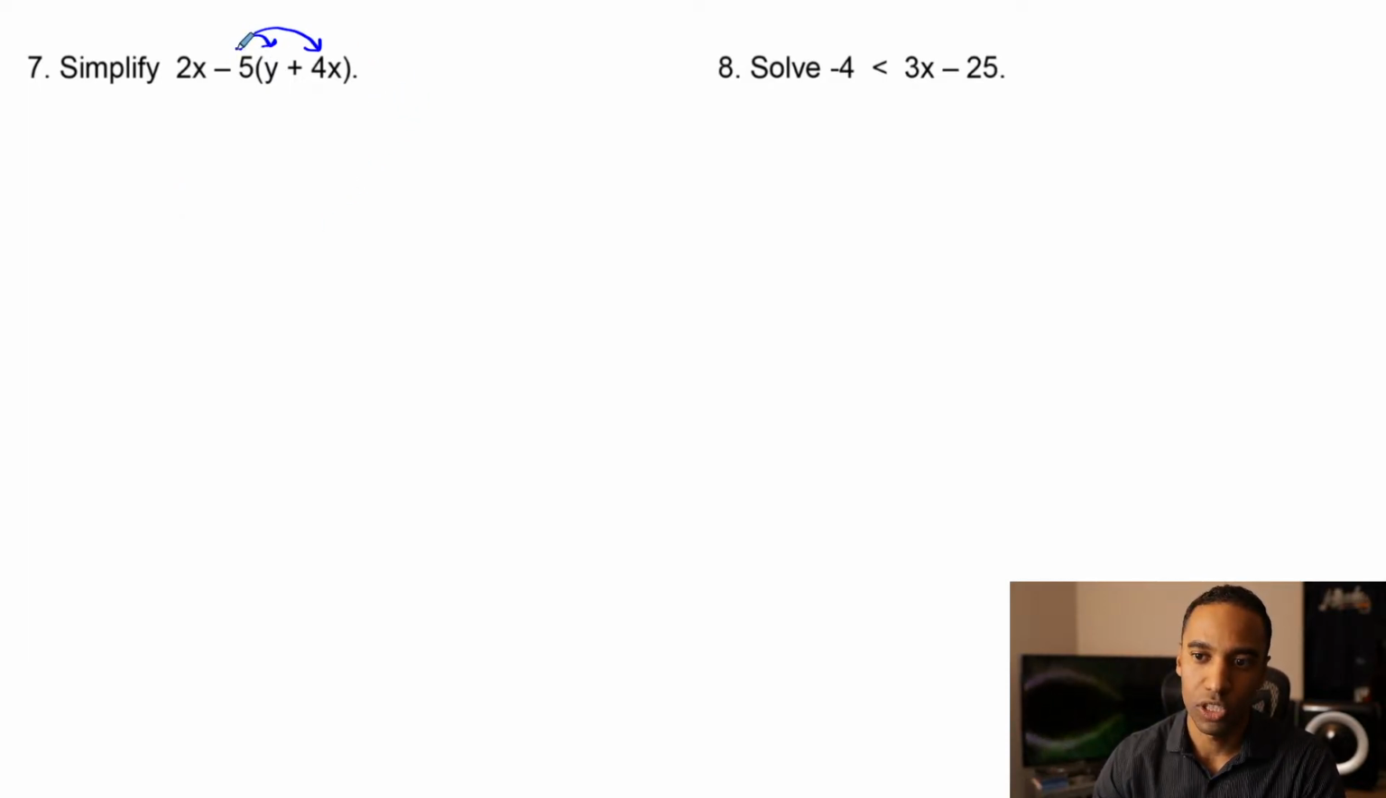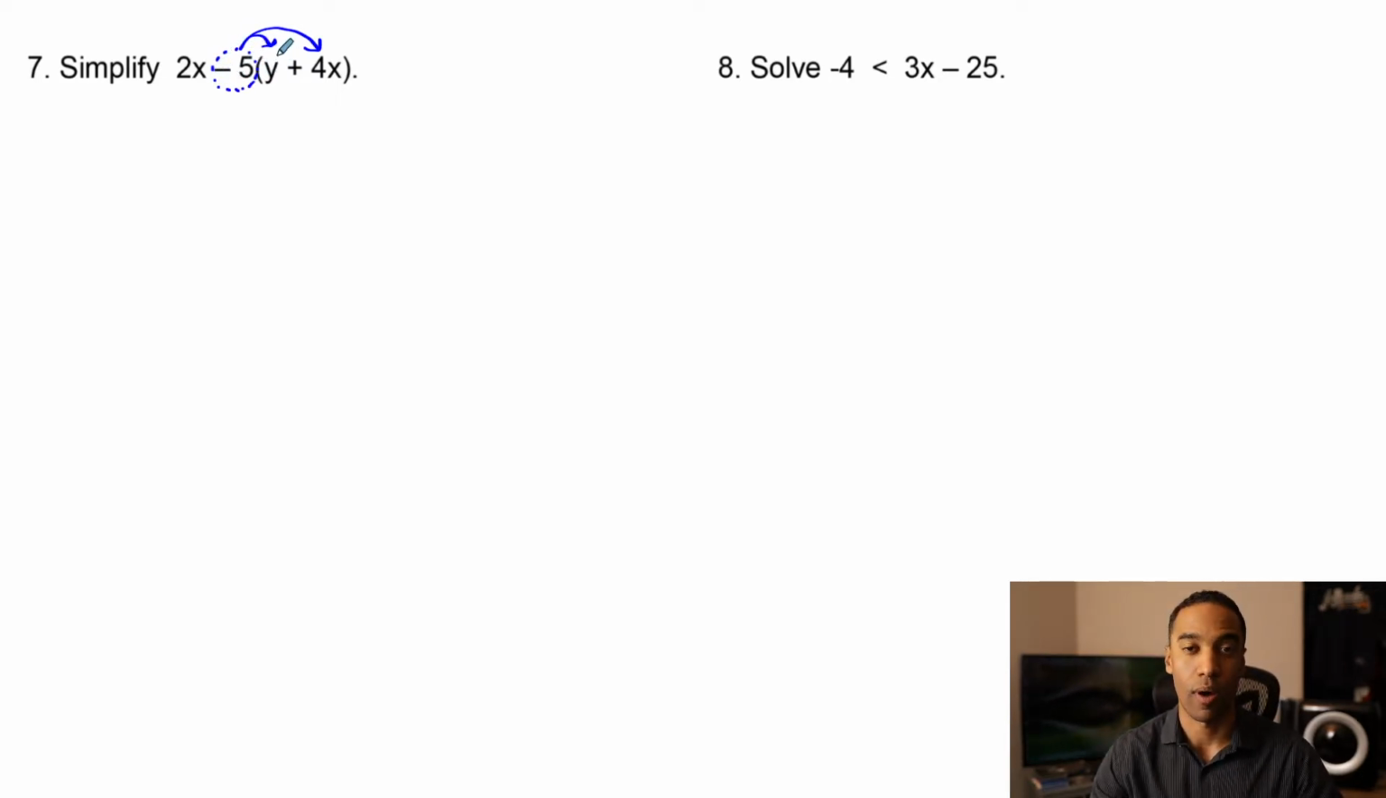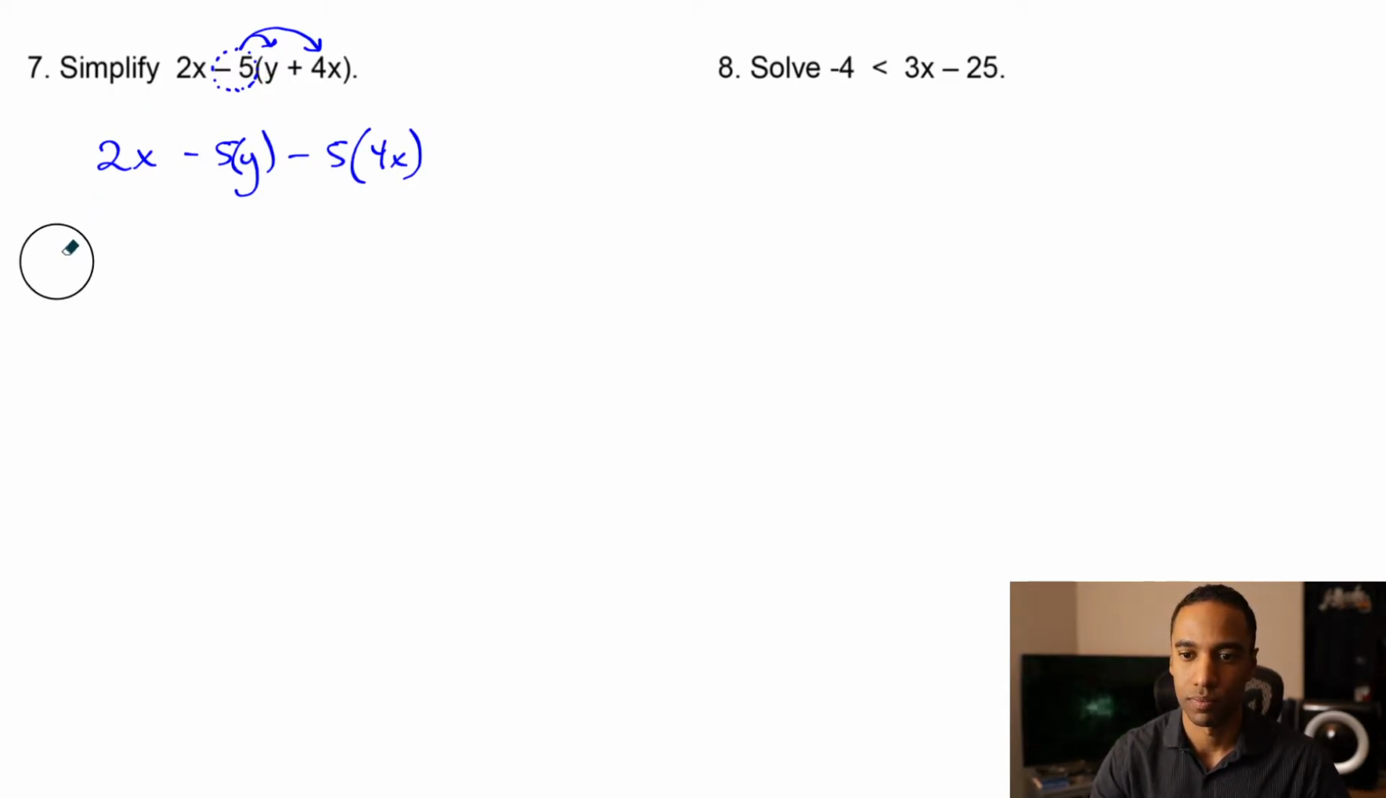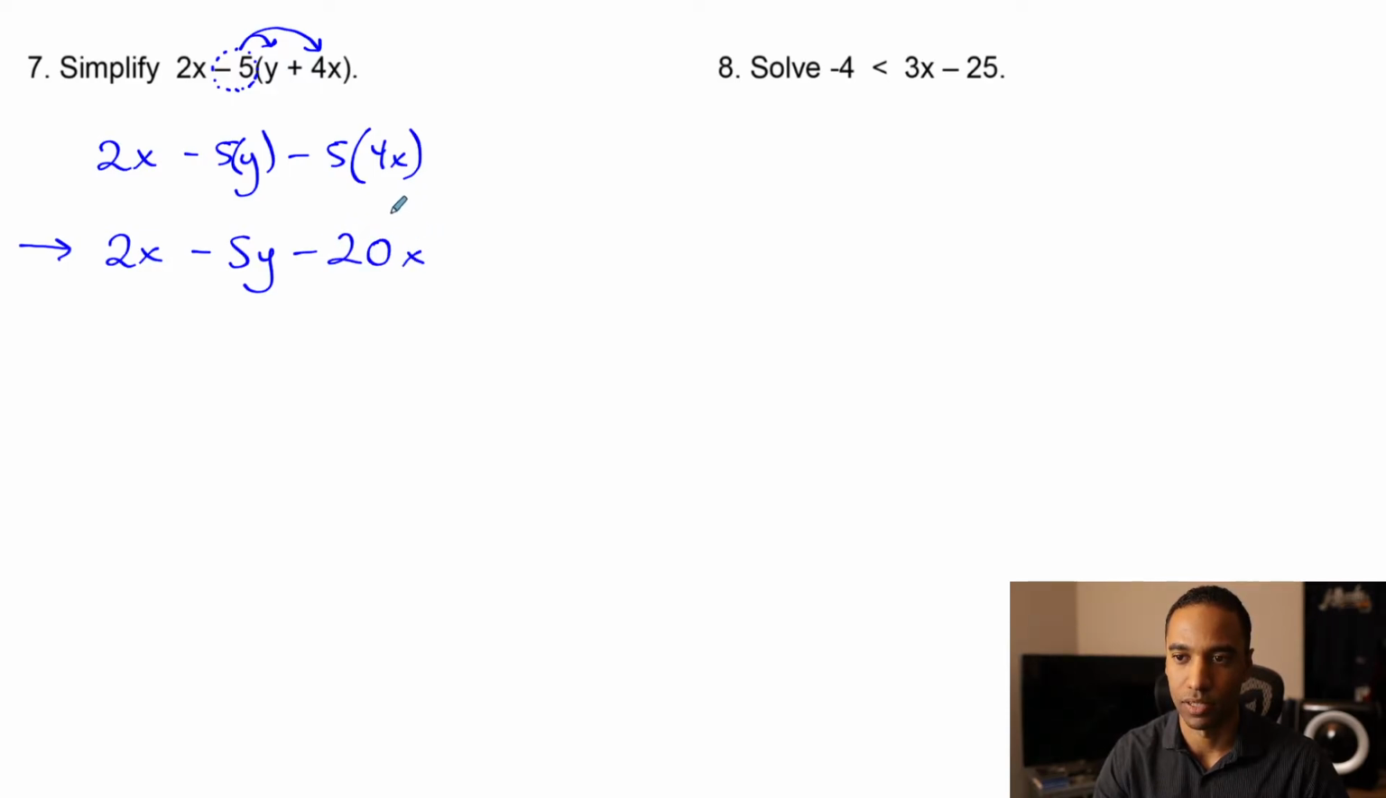When I distribute, I'm not just distributing a 5, folks. I'm distributing a negative 5. A negative 5 is going to multiply by y. A negative 5 is going to multiply by 4x. So on one stage of this, I could say 2x minus 5 times y minus 5 times 4x. So you can kind of just get the gist right there. That's what's happening in the distribution step. Now that becomes 2x minus 5y minus 20x. You don't need the in-between step, but there it is.